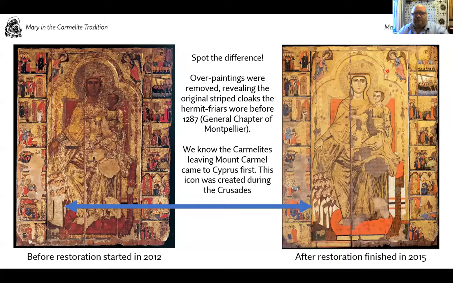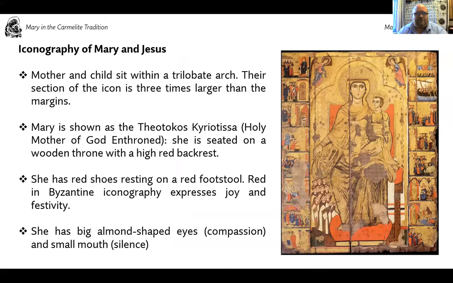As you can imagine, with this sort of icon, there's all kinds of symbolism and iconography, and I will take you through some of it. So if you look at the central panel, where Mary and the infant Jesus are, it's three times bigger than these side panels. So our attention is drawn very strongly to the central figures of Mary and Jesus. And they're sat within what we call a trilobate arch in art historical terms. And again, it's to frame the figures and to suggest that we're entering into this holy space, which you can see from all the gold that is here.